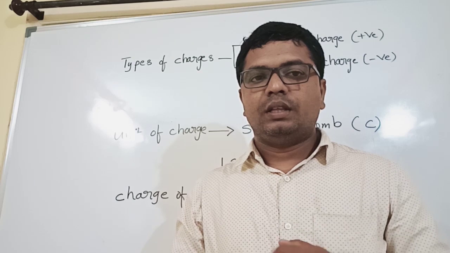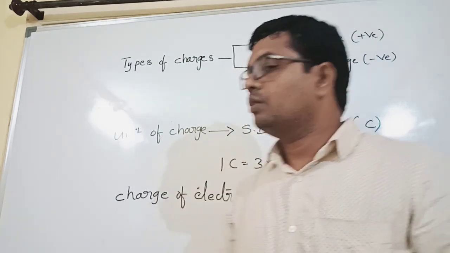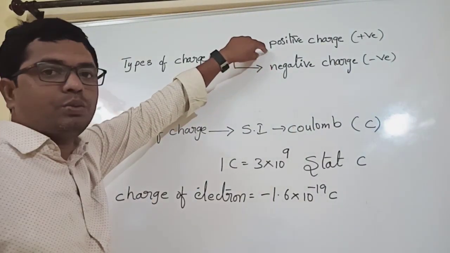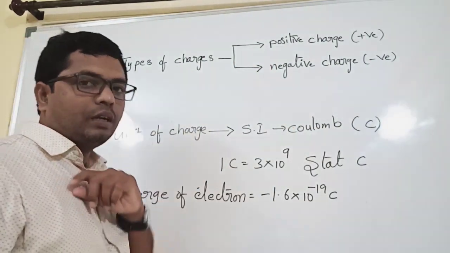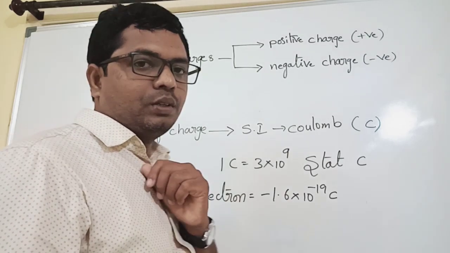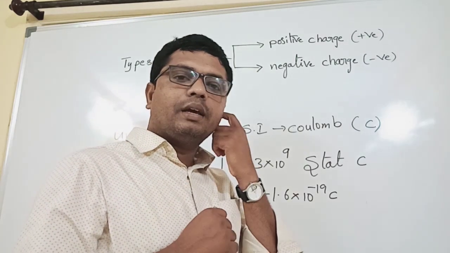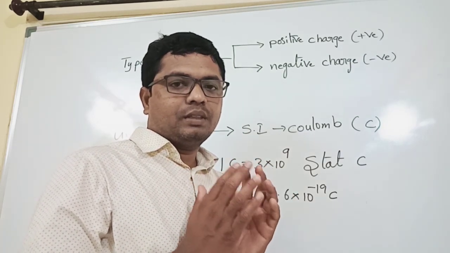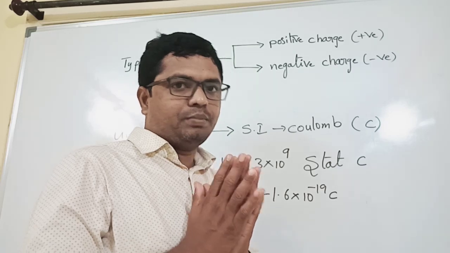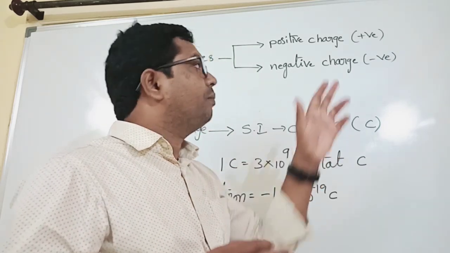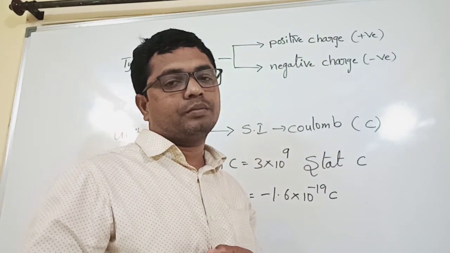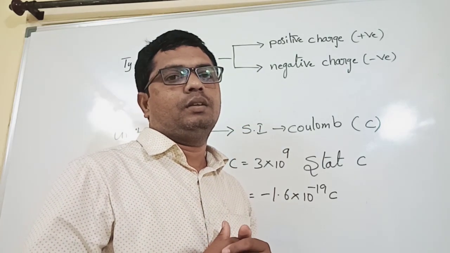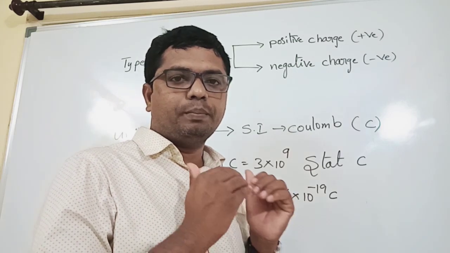Now there are two types of charges. One is called the positive charge, the other is called the negative charge. You may get the doubt, sir, you compare electric charges as well as masses. Mass is at all times positive, while electric charge may be positive or may be negative. So you simply take charge as analogous to mass.